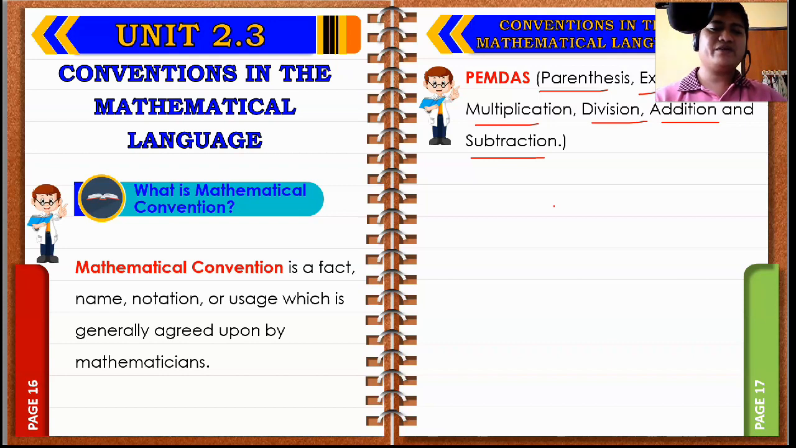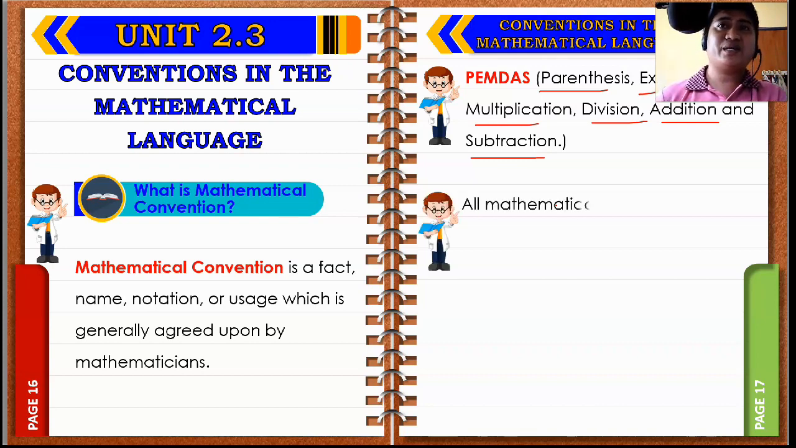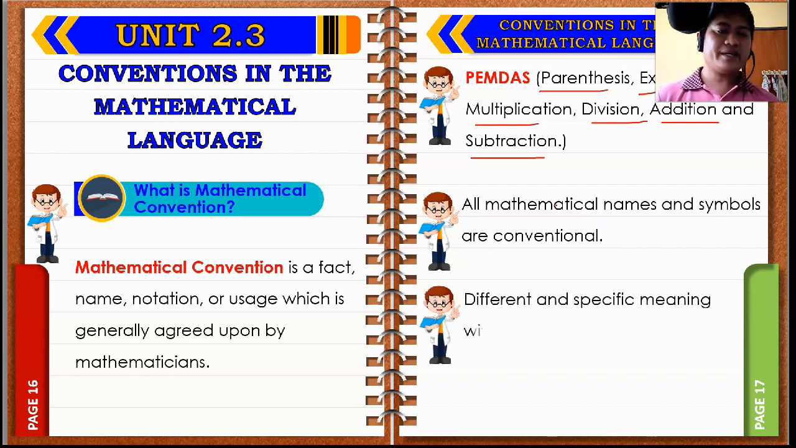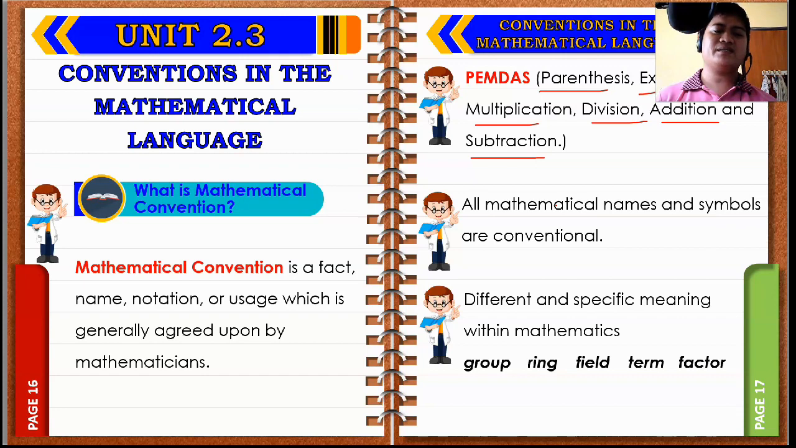So mathematicians abide by conventions to be able to understand what they write without constantly having to redefine basic terms. So almost all mathematical names and symbols are conventional. So that's very important. Like any other discipline, mathematics also has its own brand of technical terms. So within mathematics, we're defining terms which are very technical, which are only in mathematics. But when it comes to other subjects, they have their own meaning. So in some cases, a word in general usage has a different and specific meaning within mathematics.